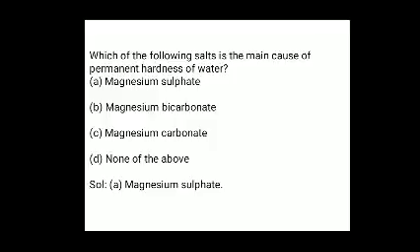Magnesium sulfate. Magnesium sulfate, magnesium chloride, calcium sulfate, calcium chloride: if any one of these four salts is present in water, it causes permanent hardness of water. Which of the following salts is the main cause of permanent hardness of water? That is magnesium sulfate, MgSO4.